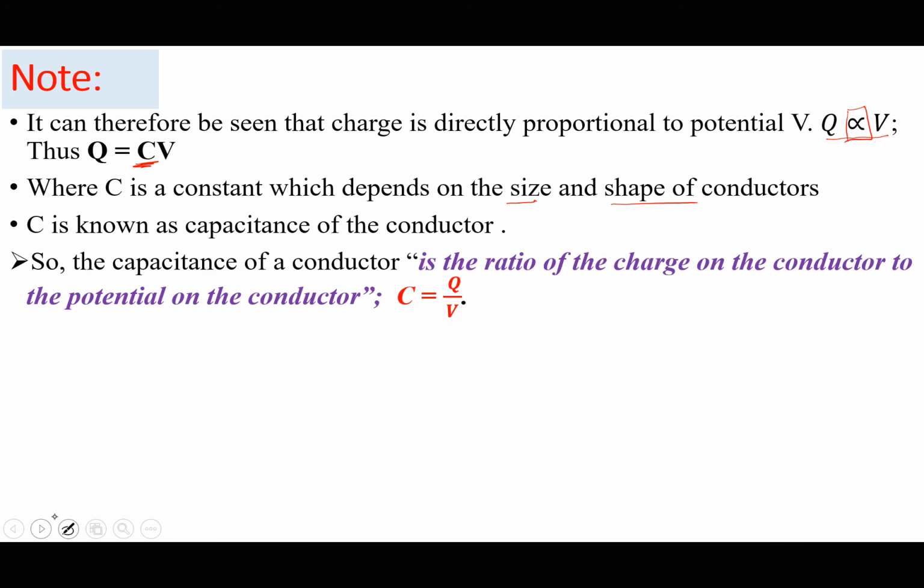Therefore, when we talk about the capacitance of a conductor, we are referring to the ratio of the charge on the conductor to the potential on the conductor. Because when I make C the subject of this expression, the constant C is going to be Q over V, and C is the capacitance. So it is the ratio of the charge on the conductor to the potential on the conductor. That's what we mean by capacitance of a conductor.